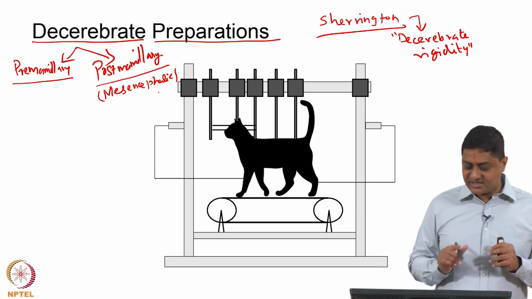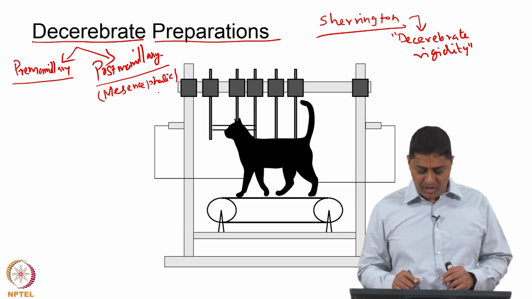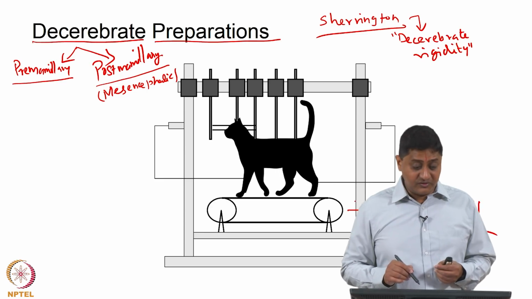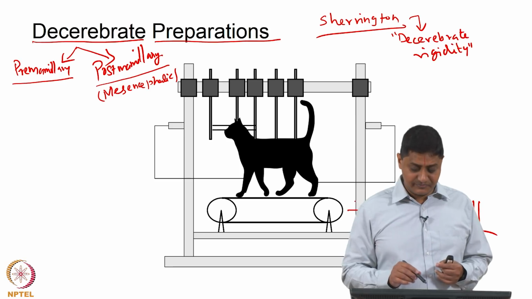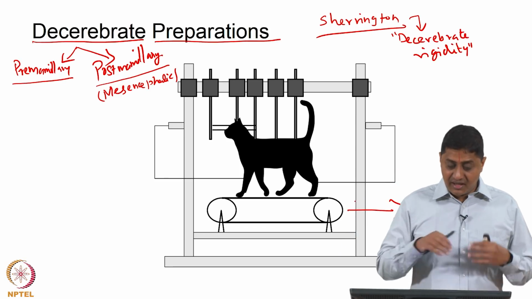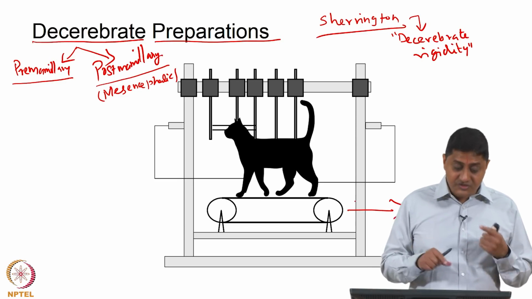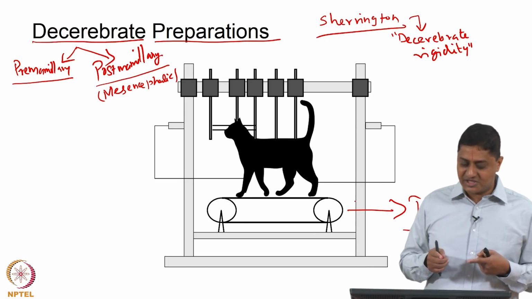But in both cases, if the cat is made to walk on a treadmill, so here is a treadmill, and the cat is walking on it. It turns out that in both cases, if I change the treadmill speed, the cat's walking speed changes in accordance with the treadmill speed, something that you would expect.